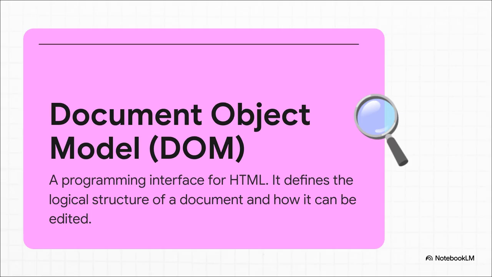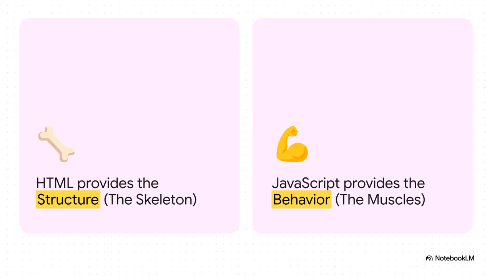Here's the big idea. When your browser reads your HTML file, it does this cool trick behind the scenes. It builds a live, interactive map of your page right there in its memory. And that map, with all its parts and connections, that's the DOM. It's not your static file anymore. It's a living, breathing version of it. This makes the different roles crystal clear. If HTML is the skeleton, then a language like JavaScript, well, that provides the muscles. JavaScript is what allows for action. It's what happens when you click a button and a pop-up appears, or when you see a map update itself in real time. That's all JavaScript at work.